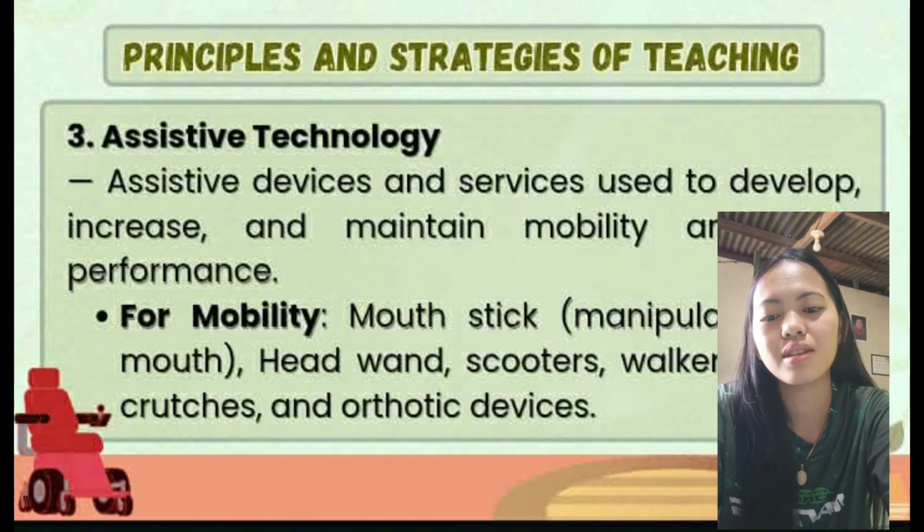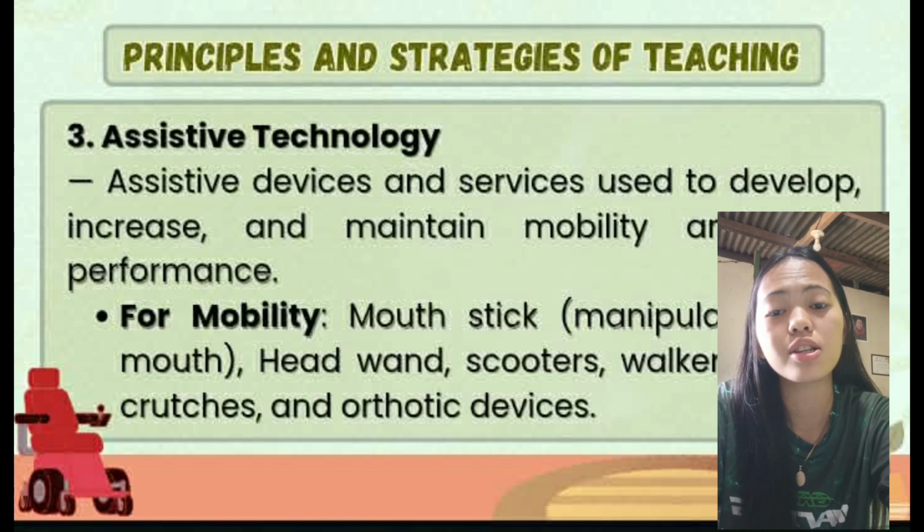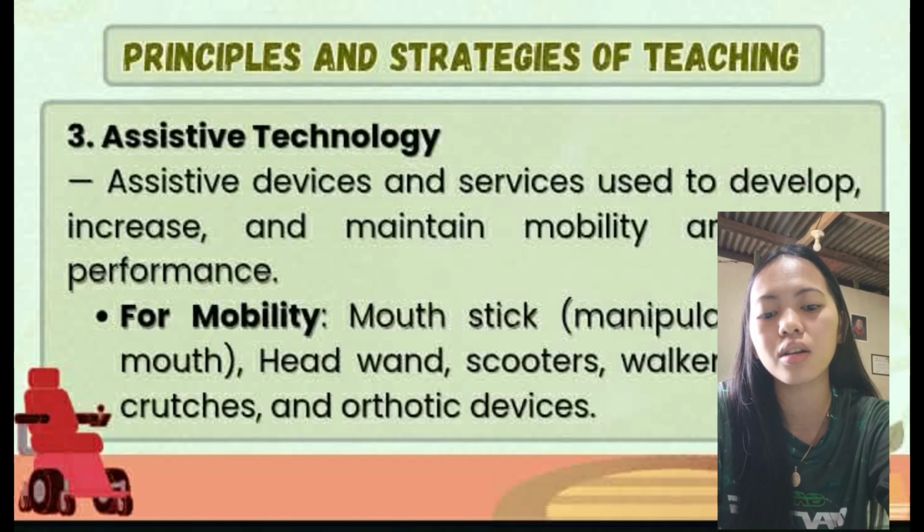Third is assistive technology. So here, for mobility, these devices compensate for limited physical movement. So, for example, the mouth stick, a device held in the mouth and manipulated by the tongue and lips to interact with technology or objects. The head wand, a rod attached to a headband that allows users to interact with the keyboard or touch screen by moving their head. So, it is one of the instruments nga gamiton nato if need sa learners, kining mouth stick is appropriate sa ilaha pod.